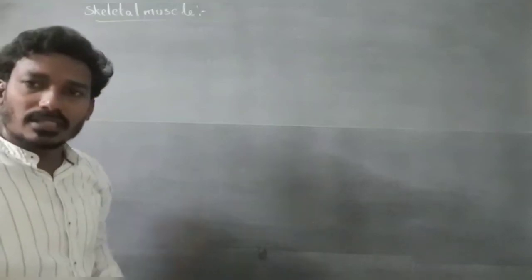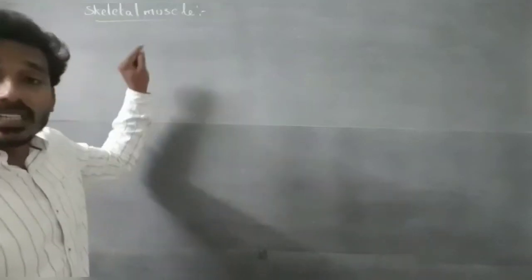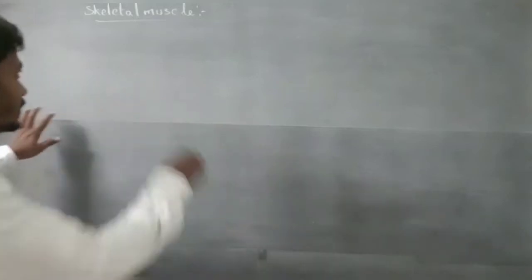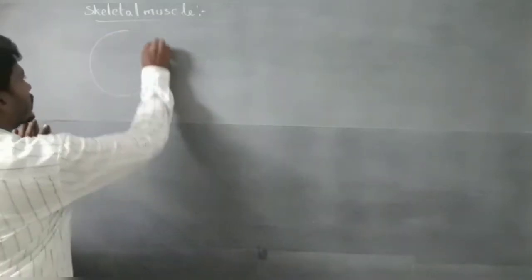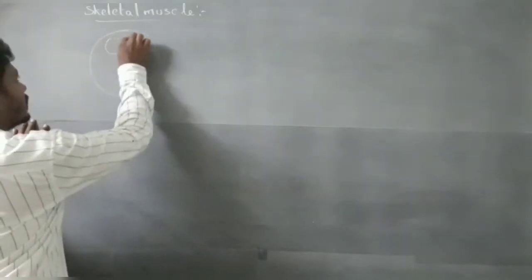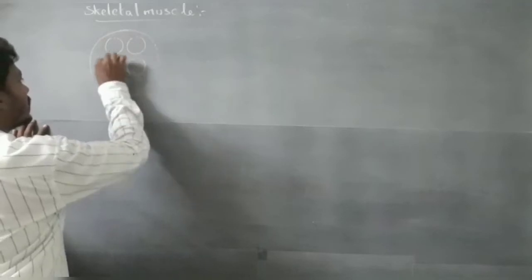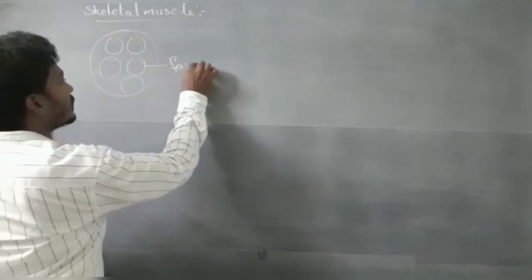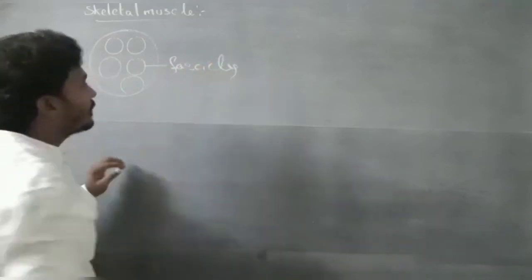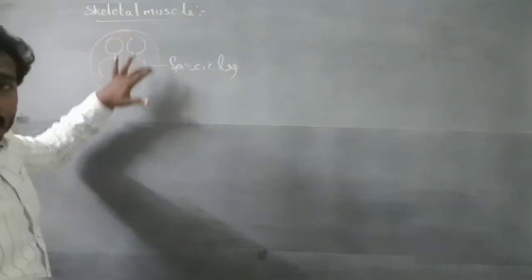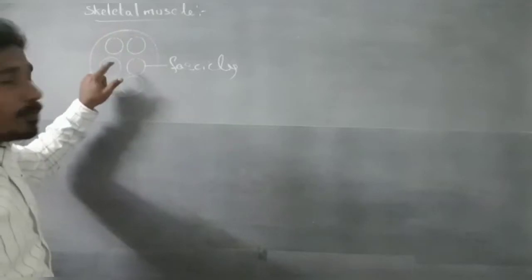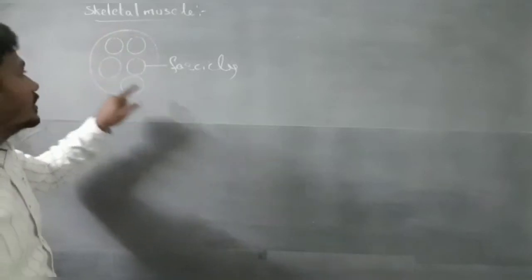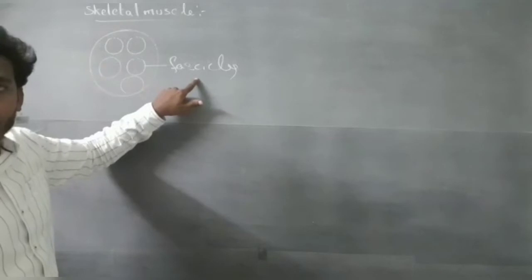Next, skeletal muscle. Skeletal muscle is formed by a group of muscle fibers. These are called fascicles. Skeletal muscle is formed by a group of muscle fibers called fascicles.